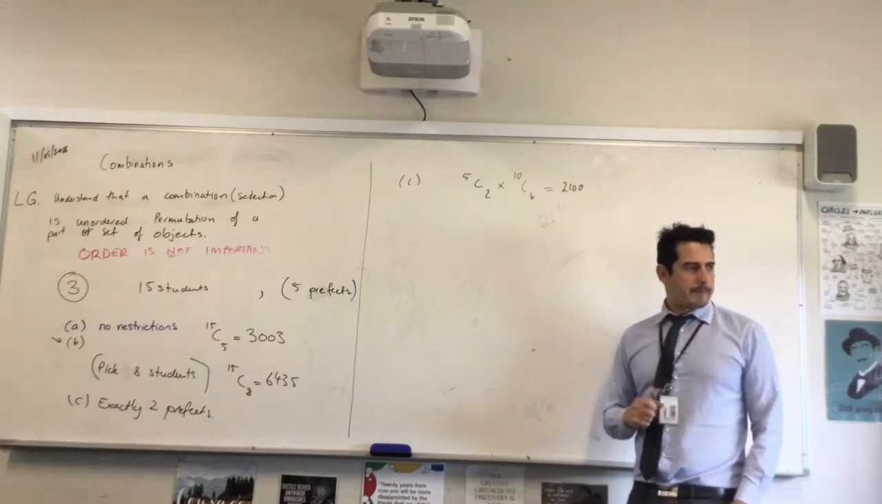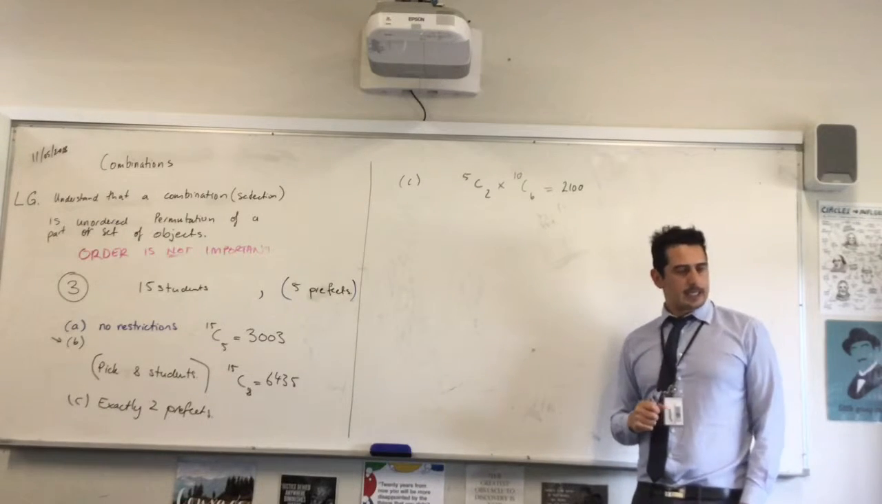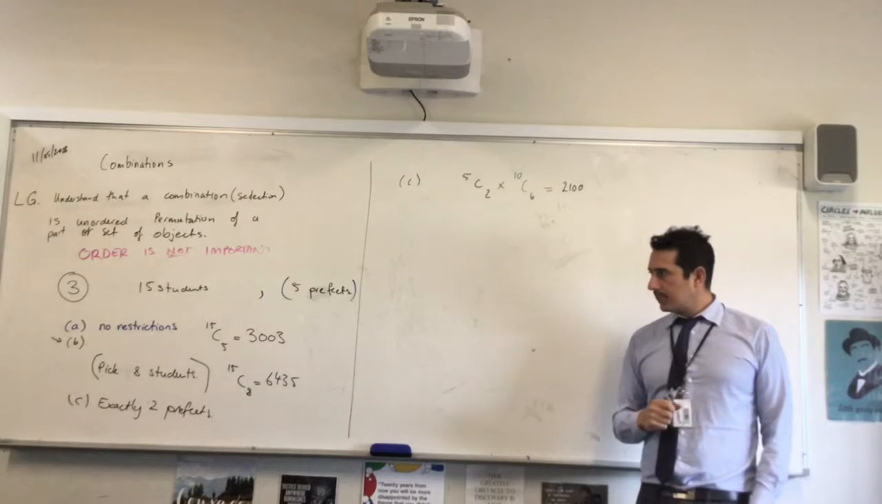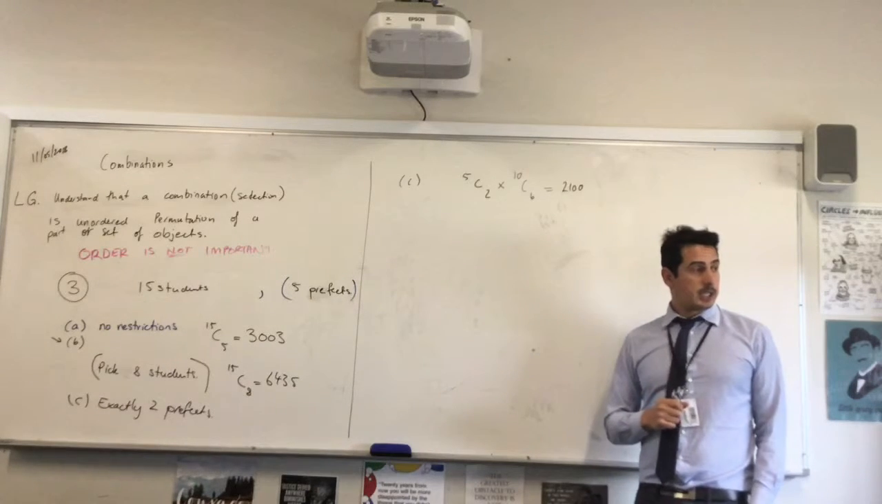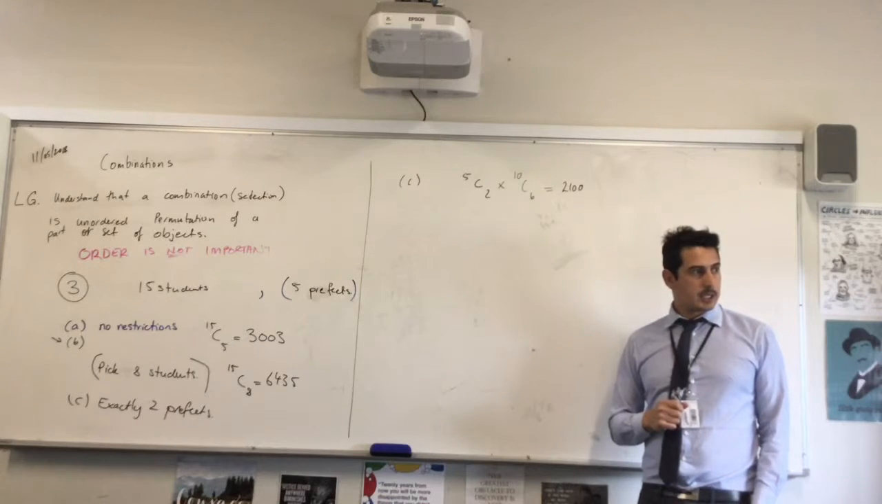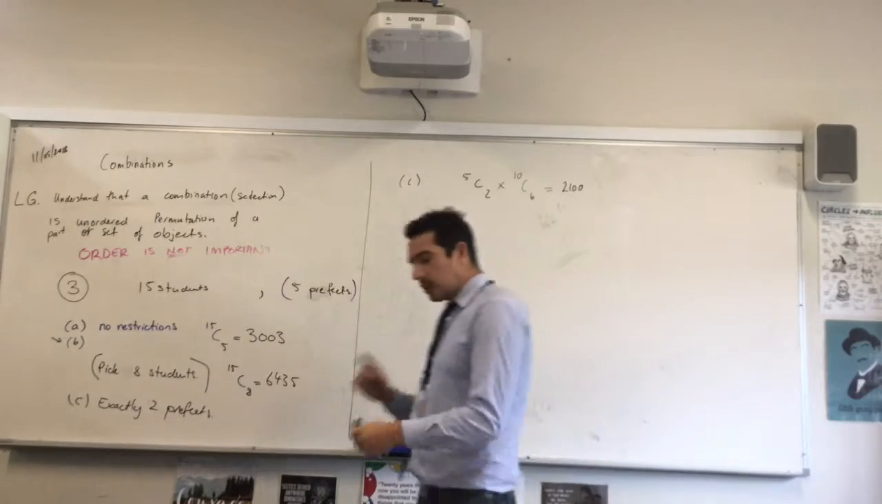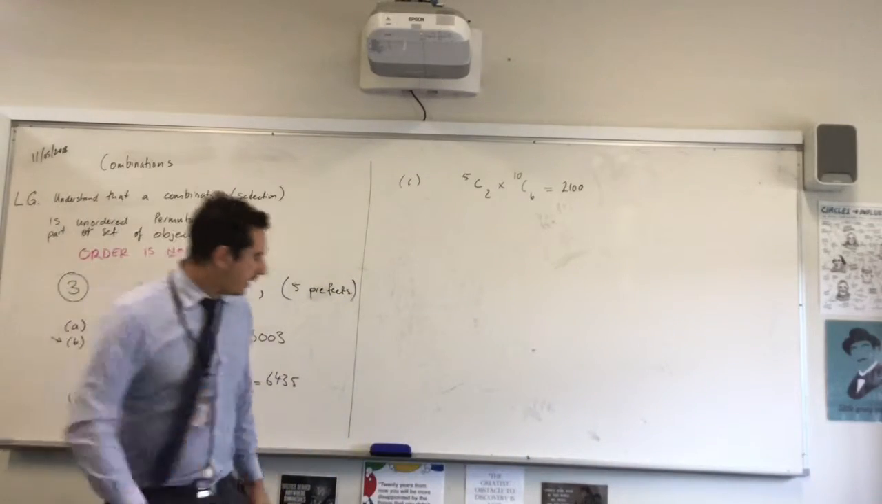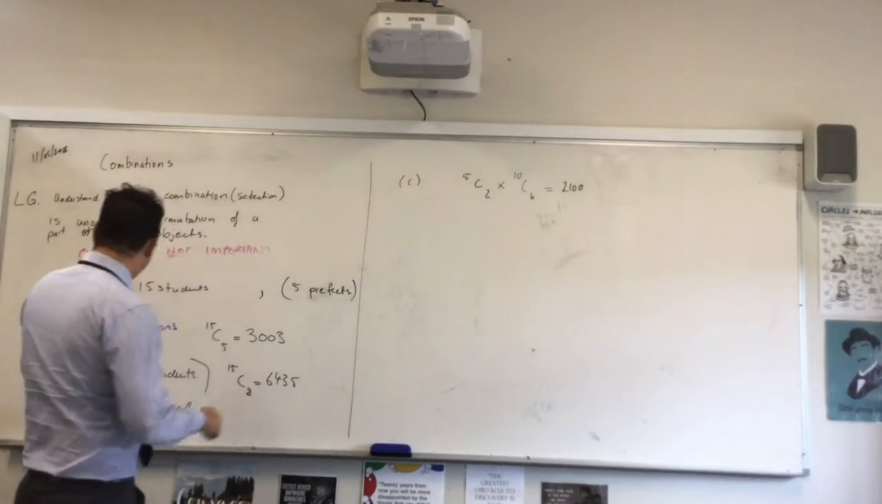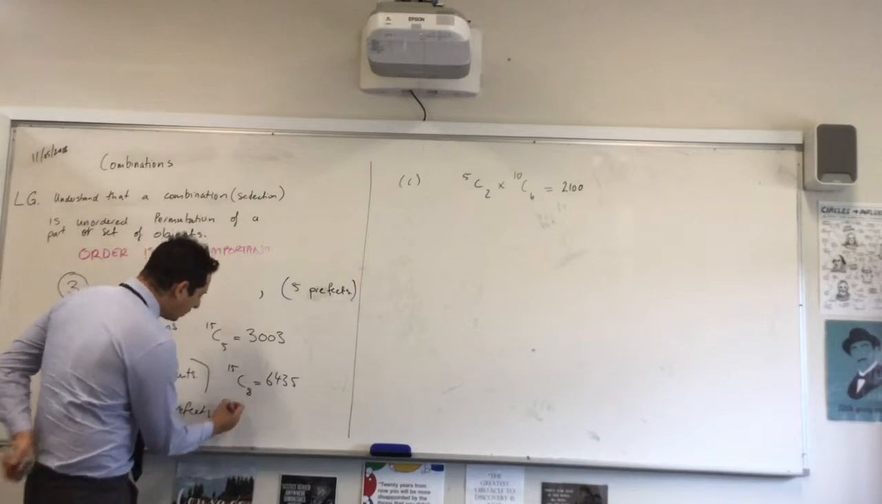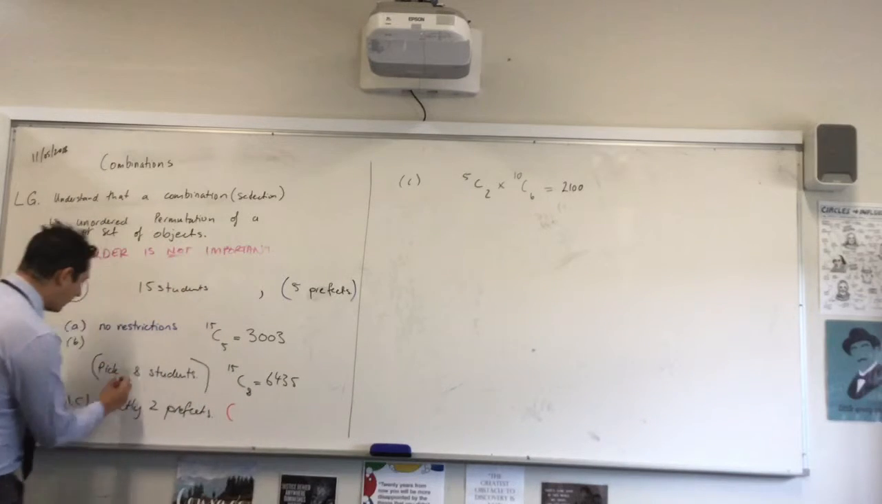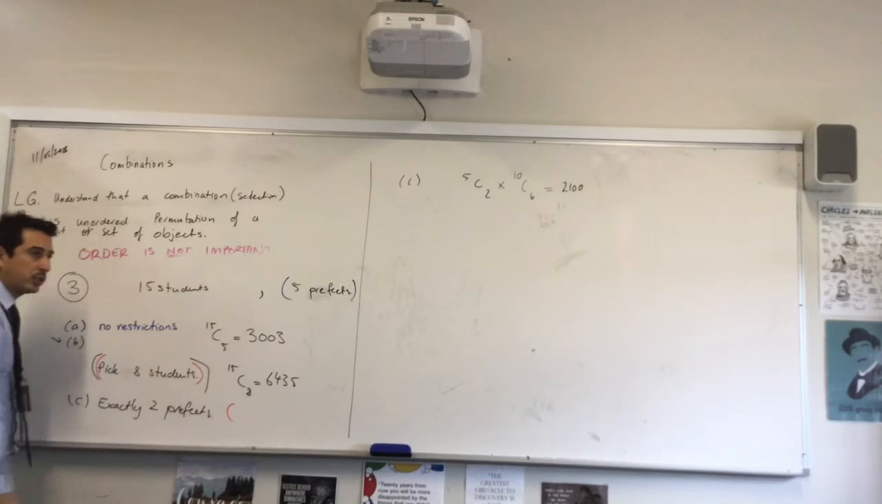I'm just wondering, because the question says pick exactly 2 prefects. It's 5 choose 2. Why is the extra bit added on? Because you need to pick 8 students, but 2 of them have to be prefects. Oh, no, I get it now. Once again, you've picked me up. So with prefects, in everything, you still need to pick a group of 8 students.